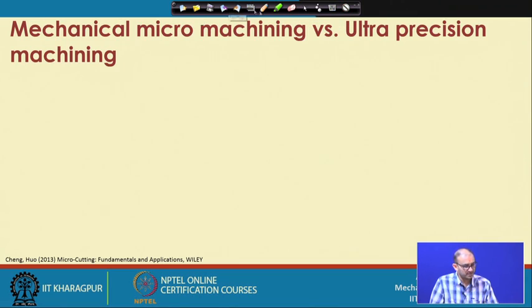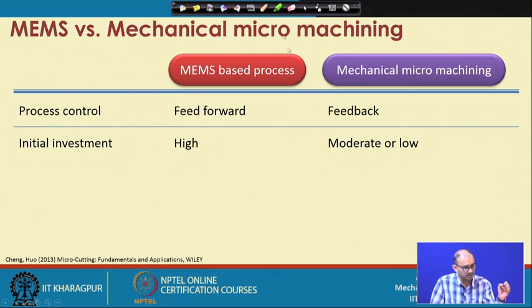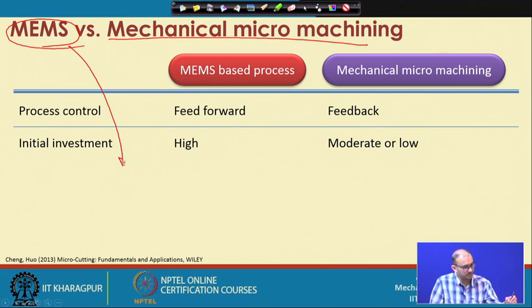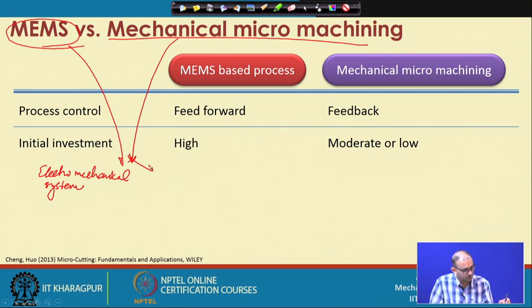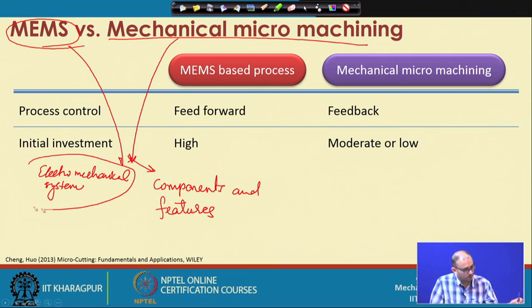Now, whatever we have discussed till now, that was the comparison between the MEMS product and the mechanical product. So, we have seen that these processes are mostly used for fabrication of the MEMS product, that is mostly electromechanical system. And these particular processes are used for fabrication of different components and features. So, it has its own application, because here it is a complete package.